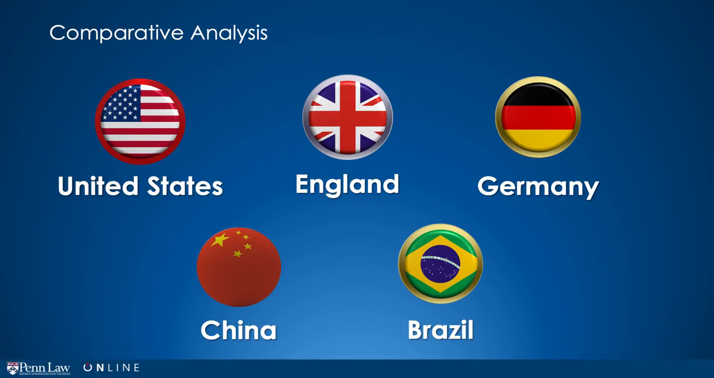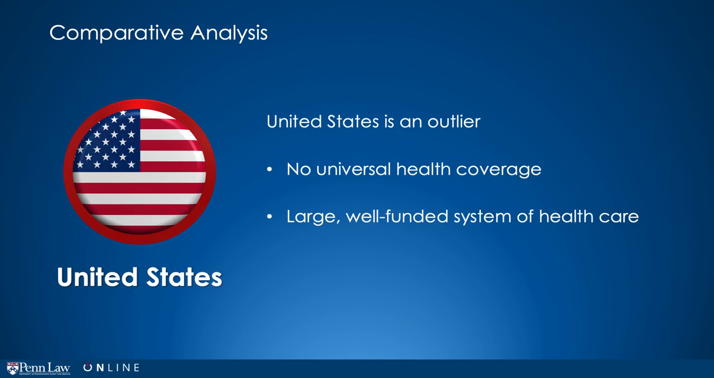In this module and in Module 3, we will review the healthcare systems in several high-income countries, the United States, Germany and England. We begin with the United States because it is an outlier. It does not provide universal health coverage for its population, but it is a large, extensive, well-funded system of healthcare.